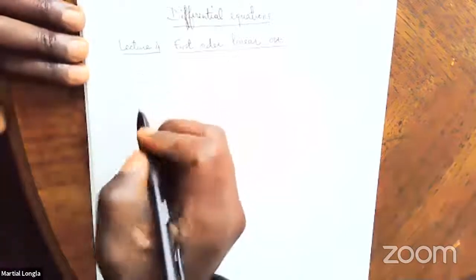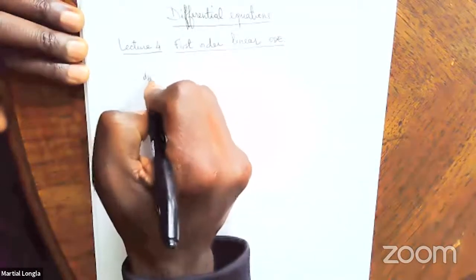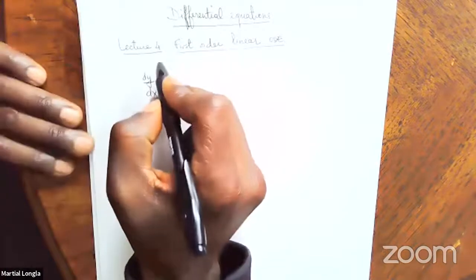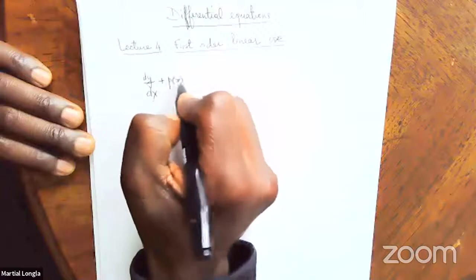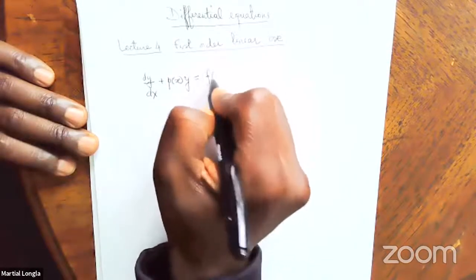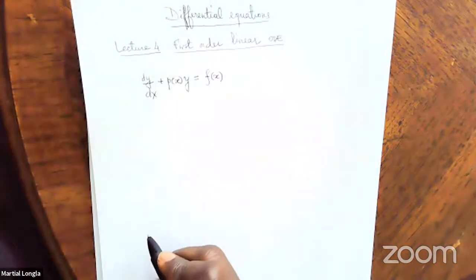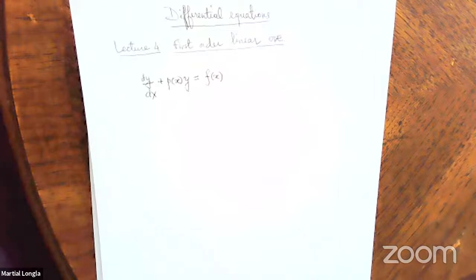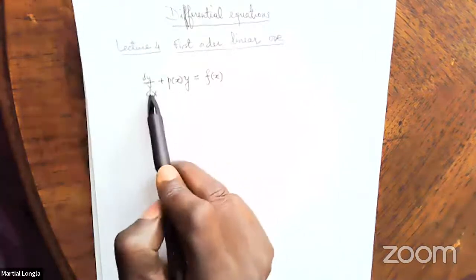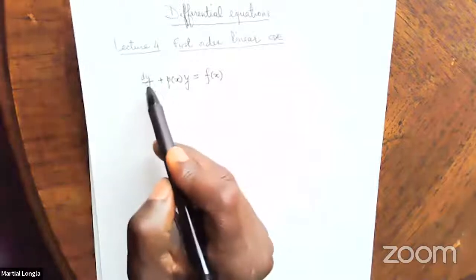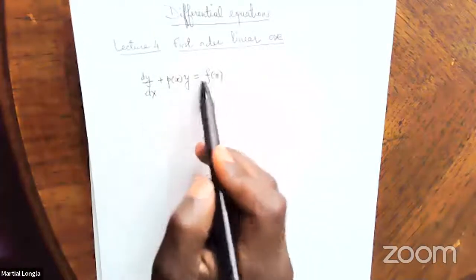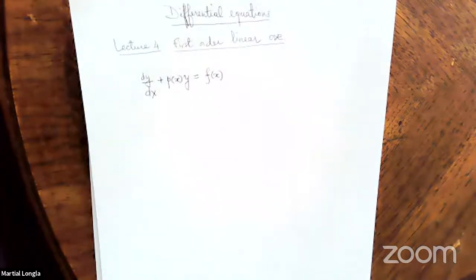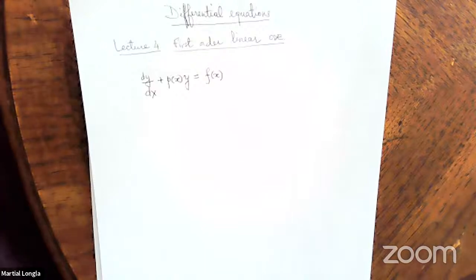So what do we call a first order linear ODE? This is an equation that can be written in the form dy over dx plus p of x y equals f of x. This is what you call a first order linear differential equation. Why is it linear? You don't have a product of the derivative and the function itself. You don't have any power of the function. So you have dy over dx by itself, you have y by itself, and then you have a function of x, and then you have a function of x as the right-hand side. This is what a first order linear differential equation looks like.